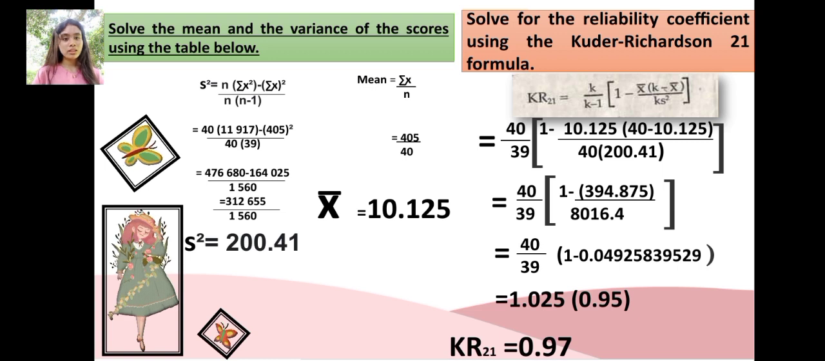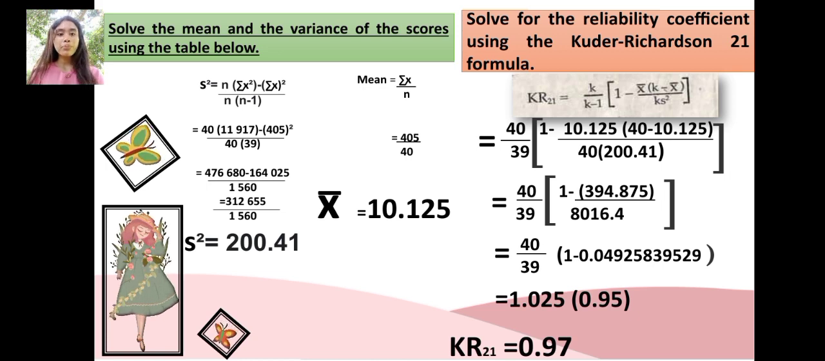So 1.025 times 0.95, we have 0.97. So our reliability of this test is 0.97. KR21 is equal to 0.97.